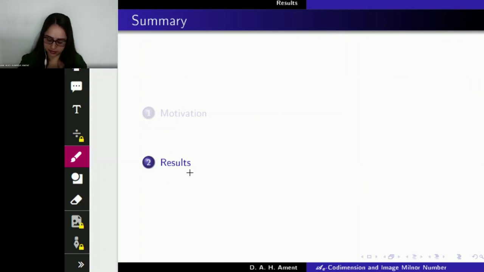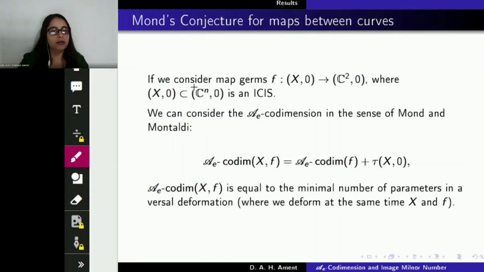Now let's see the results. If we consider map germs F from X to C^2, where X in C^n is an ICIS, we can consider the A_e-codimension in the sense of Mond and Montaldi. The A_e-codimension of (X, F) is equal to the minimal number of parameters in a versal deformation, where we deform at the same time X and F.